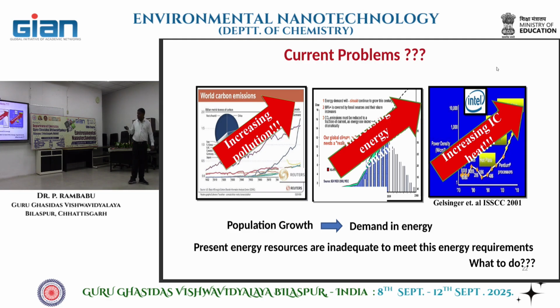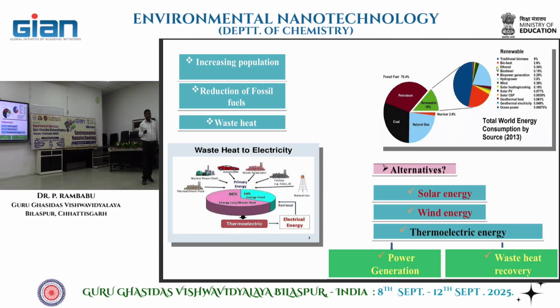So we need to look for an alternative solution, alternative energy sources, and such sources are solar energy, wind energy, tidal energy. There are many energy sources, and one among them is thermoelectric energy. In thermoelectric energy, we can generate electricity from waste heat recovery. From waste heat, we can generate electricity based on the Seebeck effect. So I focus on this alternative energy, and of course this workshop is on environmental nanotechnology. I am not doing nanotechnology, but I am doing some environmentally friendly energy resource calculations. That is thermoelectric energy, which gives you electricity from waste heat.